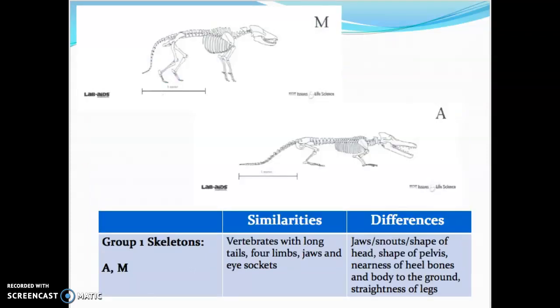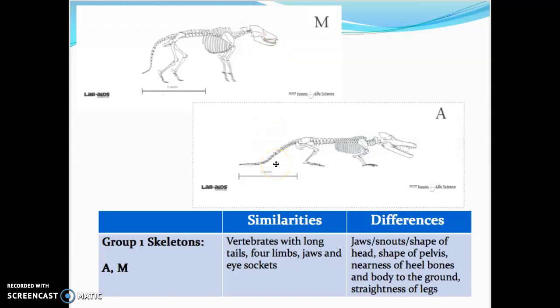here's what I'm looking at. And so obviously right away, you are going to see some major differences. But if I look at the similarities, what I would want you to see is that they're both vertebrates. So if you look, they both have a backbone. They both have four limbs. They both have a working jaw that opens and closes, and they have an eye socket. You can see the eye socket right in the middle.